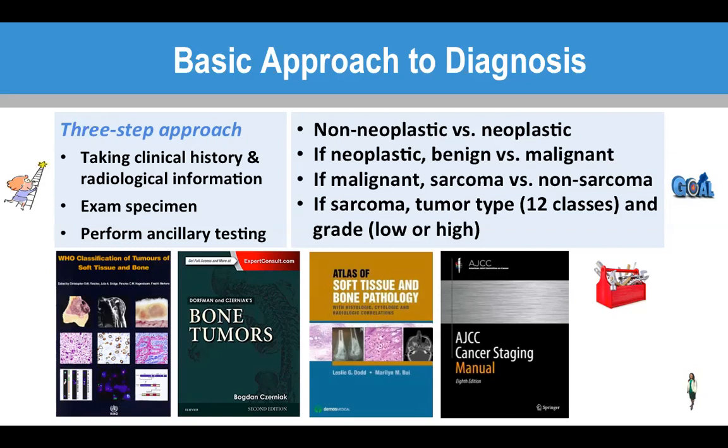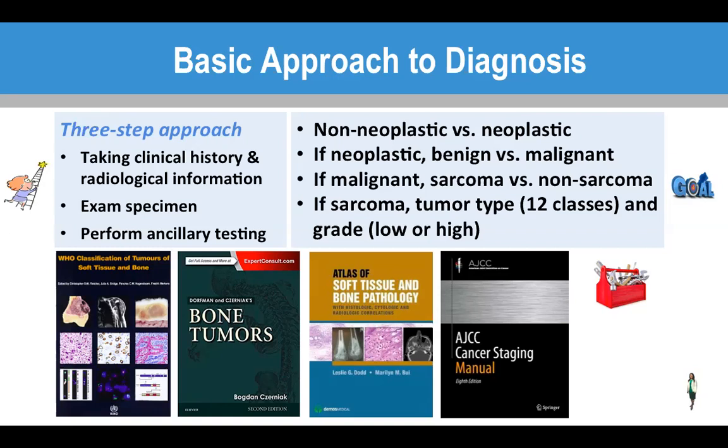So what are the tools in our toolbox for pathologists to render a definitive diagnosis? There are some resources listed here. They are textbooks. The very first one is the WHO Classification of Tumours of Soft Tissue and Bone. This is the 2013 version. In a couple of months, there will be a brand new version coming out. But the basic information, for the purpose of residents and fellows, this lecture will still be good.